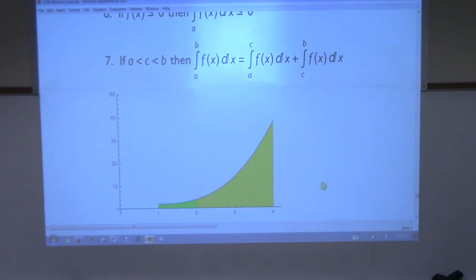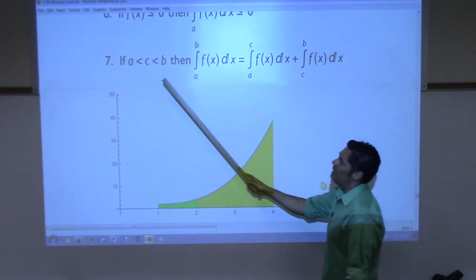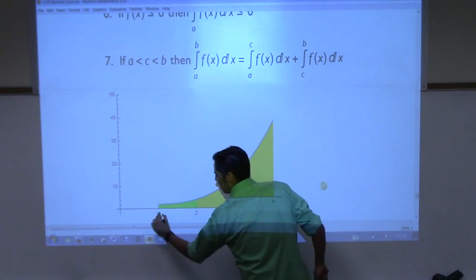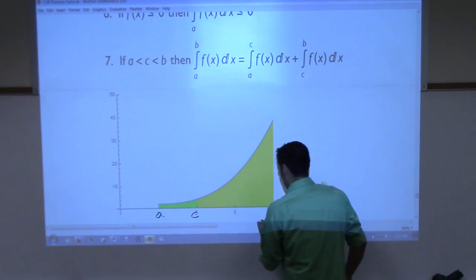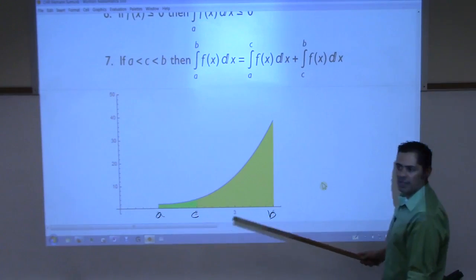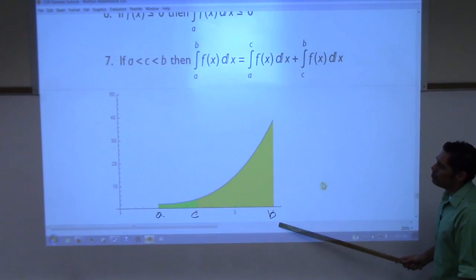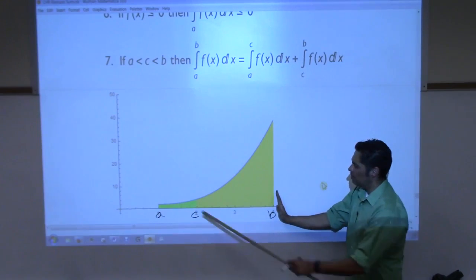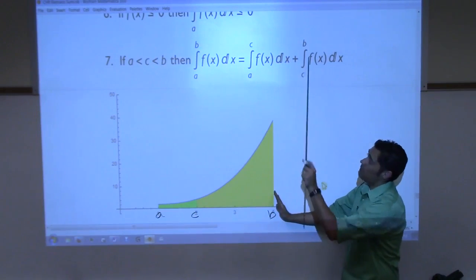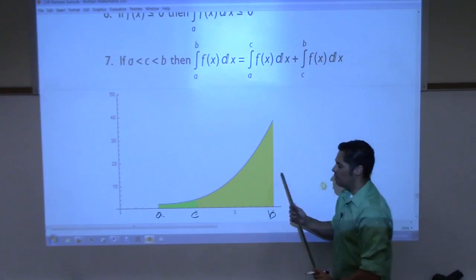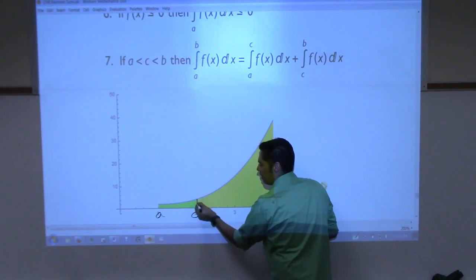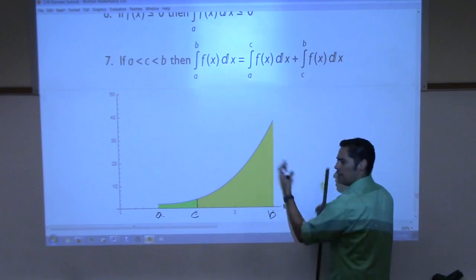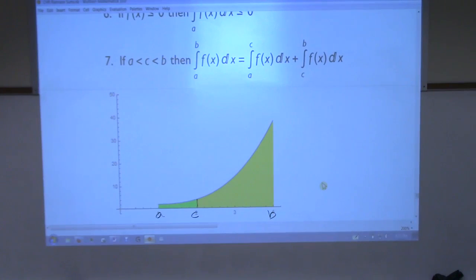This next one says, if you have A is less than C is less than B. So let's say that's A, that's C, and that's B. Then you can do the integral from A to B, that's the area all the way from here to here, by splitting it up into 2 integrals. You can just go from A to C first, find that area, and then add up this area, and it's going to give you the same answer. That seem reasonable? Okay.